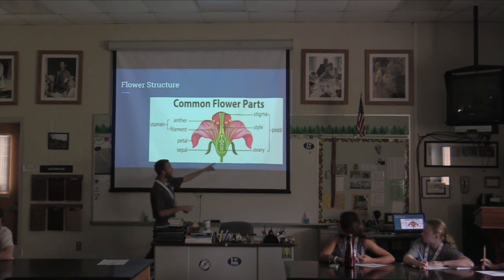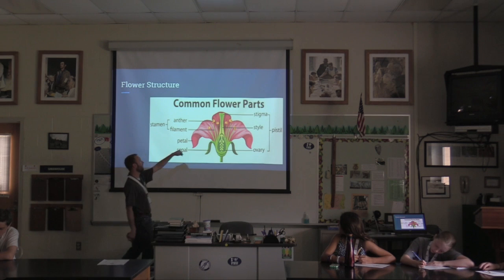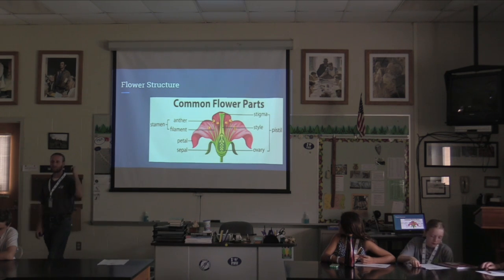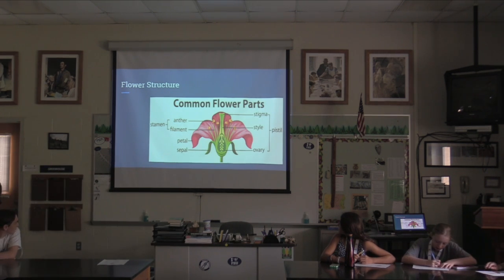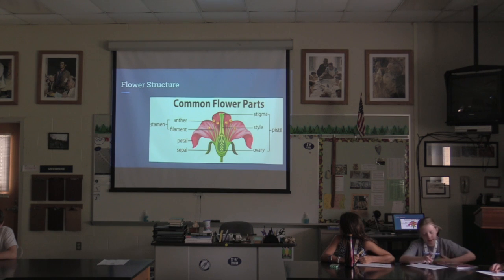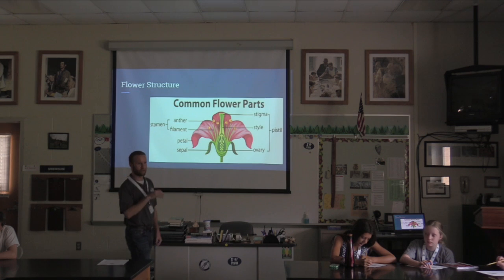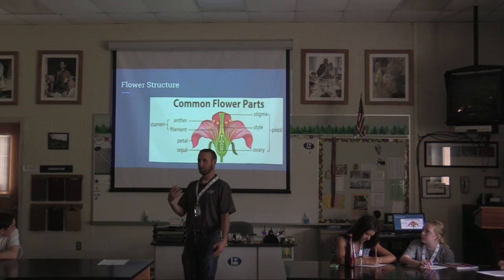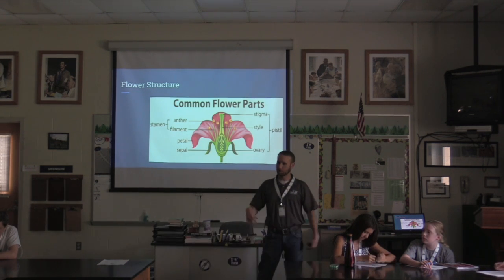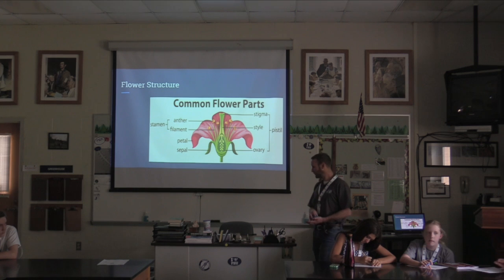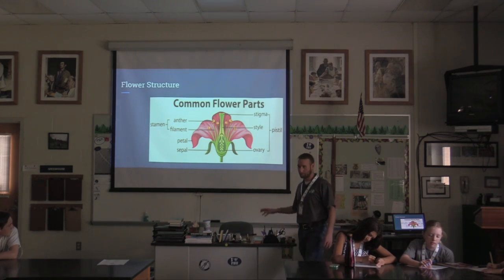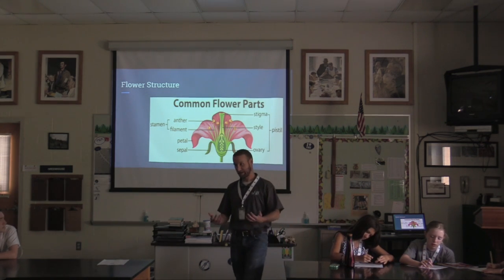So on the right side, we have terms associated with the female. On the left side, we have terms associated with the male. Female parts: pistil overall, stigma, style, and ovary. The male is a little simpler, and just so you understand when we talk about anatomy, guys are simple. Male parts are usually simple. Female parts are usually more complicated and more complex. And that's just basic anatomy.